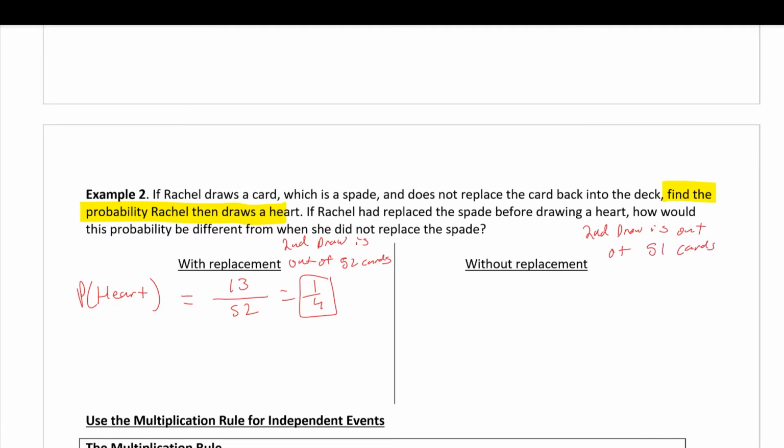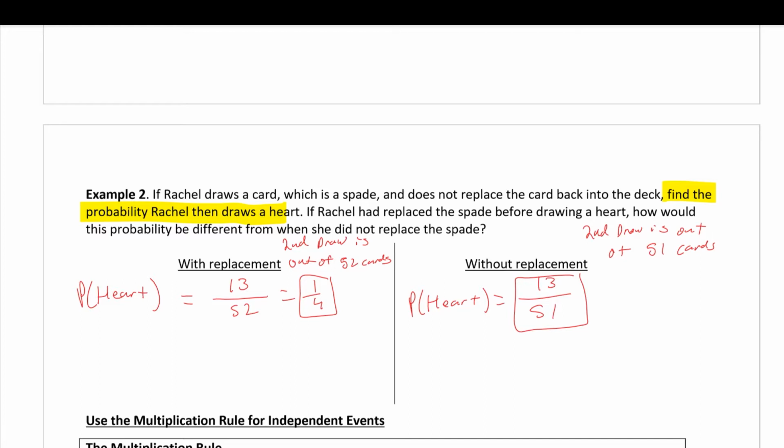Okay, the card taken out was a spade. Okay, so the probability of getting a heart on the second draw would be, well, it's out of 51. Now we took a spade out, so there's 12 spades left, but we're really concerned about hearts here. There's still 13 hearts, so this will be 13 out of 51. Okay.